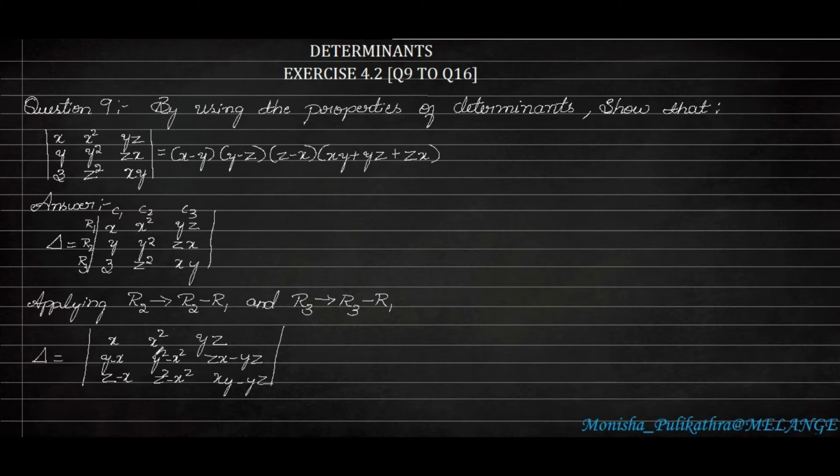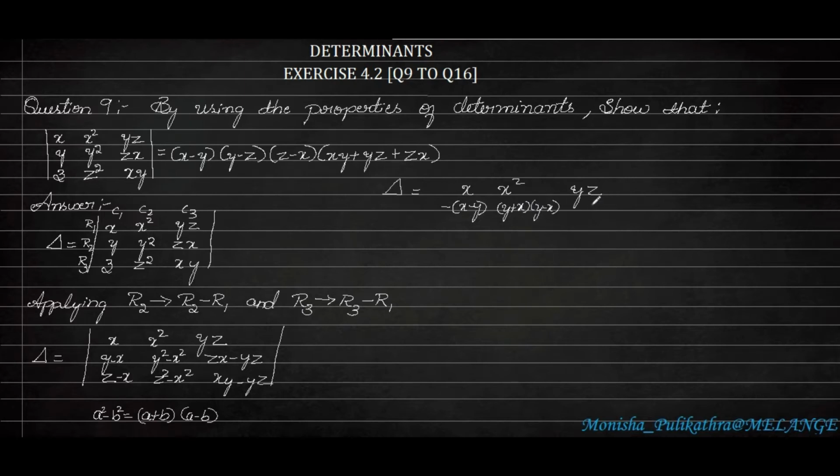But here we have to make some changes. So delta is equal to, first row write as it is, x, x square, yz. Next I will be taking minus common, so minus x minus y. Here for the a square minus b square formula, we know from algebraic identities that a square minus b square is equal to a plus b into a minus b. In the same way, y square minus x square will be y plus x and y minus x.